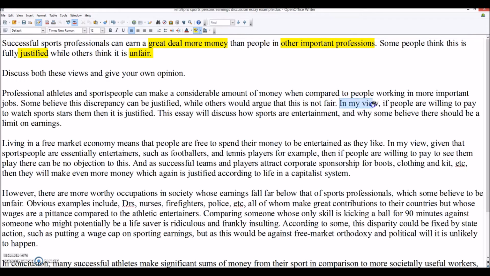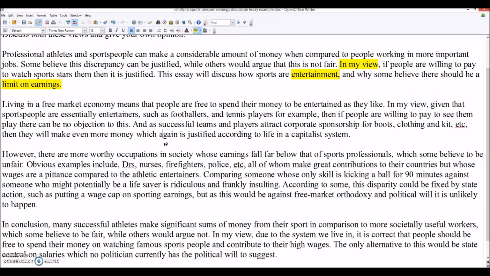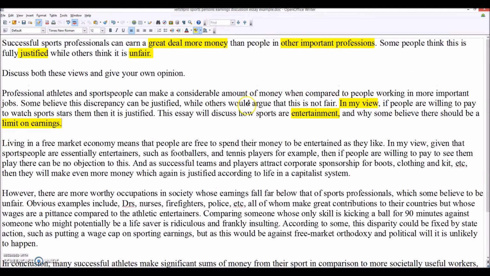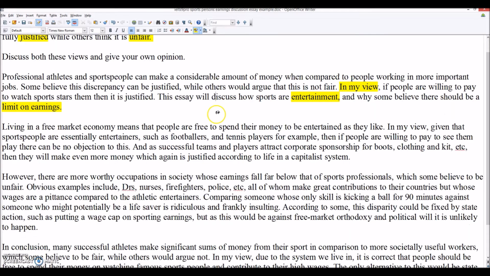So we have a clear opinion. In my view, if people want to pay to watch sports stars, it's justified, and we'll see why. This essay will discuss sports as entertainment, and some people think there should be a limit on earnings. Okay, so here we go. In my view, we've got main idea. We've got these key words, okay.